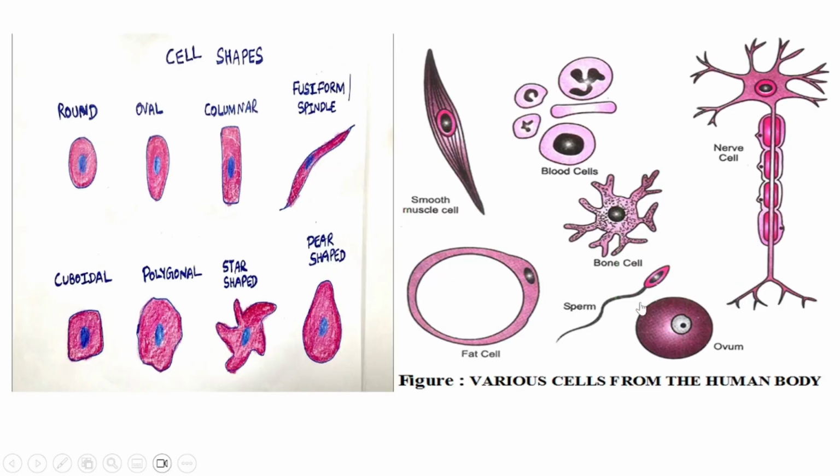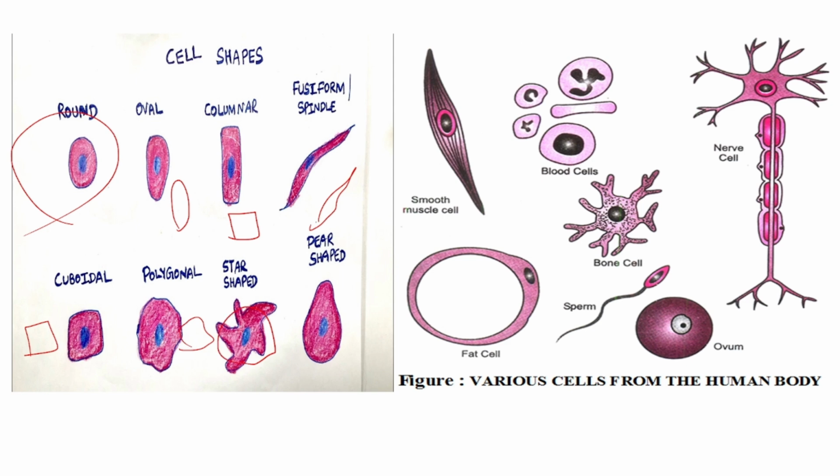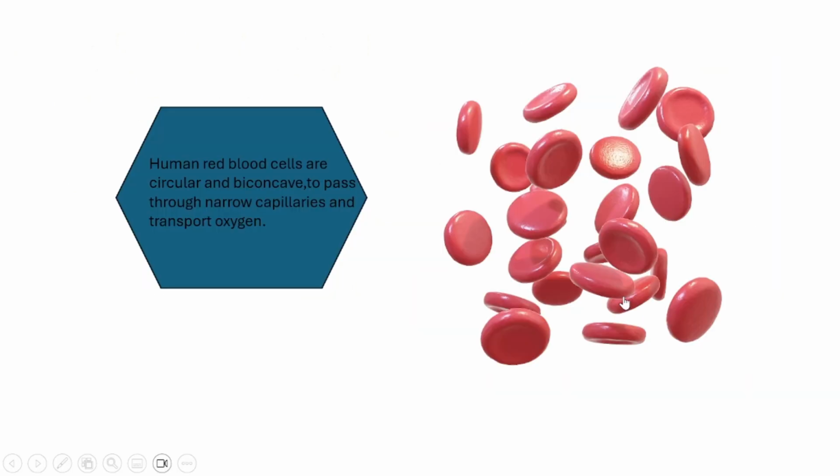Here are more pictures. Cells may be round, maybe oval, maybe columnar, maybe spindle shaped, it may be cuboidal, it may be polygonal, it may be star shaped, you can see pear shaped. So this is the picture of different shapes of the cell.